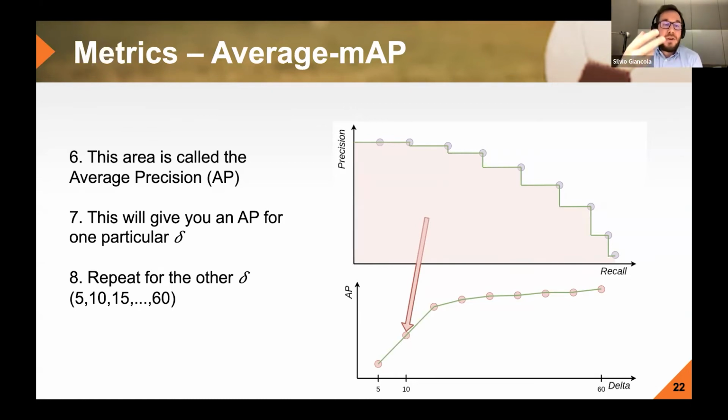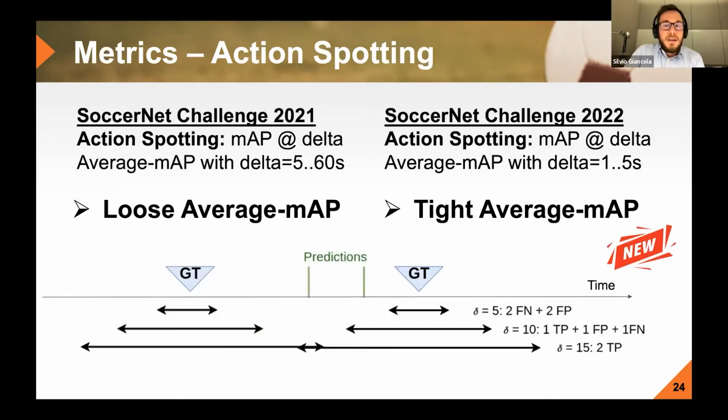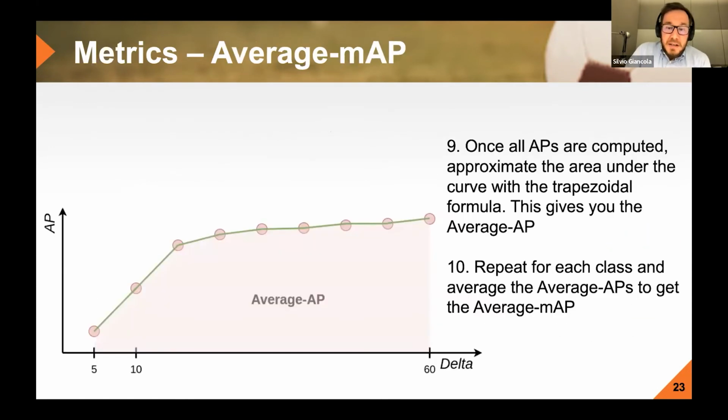So we're going to repeat the average precision for all the different deltas, in that specific case from 5 seconds to 60 seconds. And we're going to compute the area under the curve of that specific average precision in delta. And that is called the average AP. Now we're going to repeat that for each class, and that will give us the mean in the average mean AP, all right? So that's basically how it is defined.